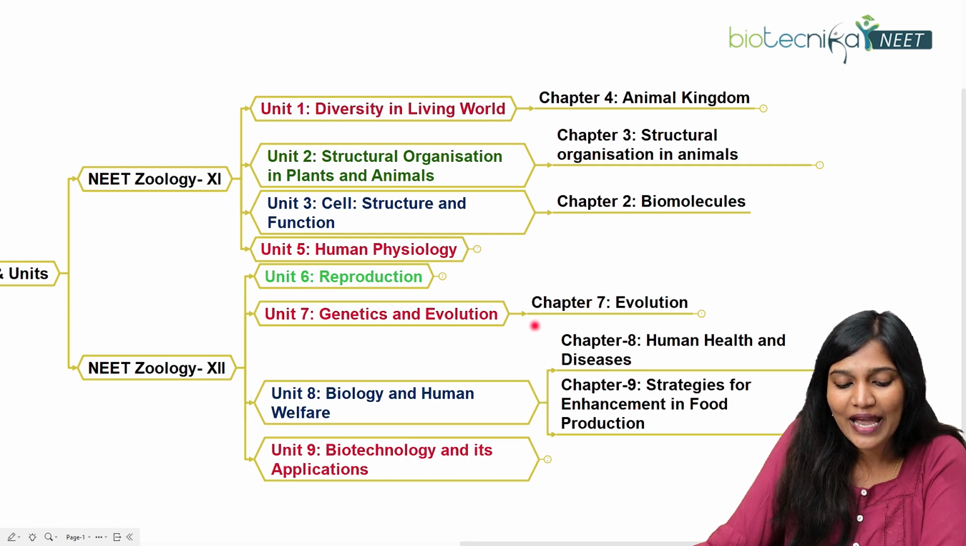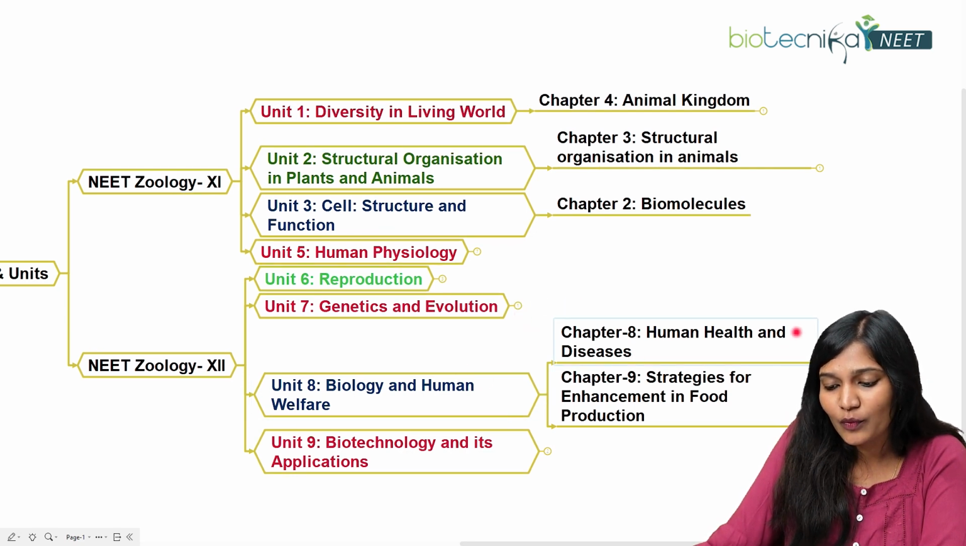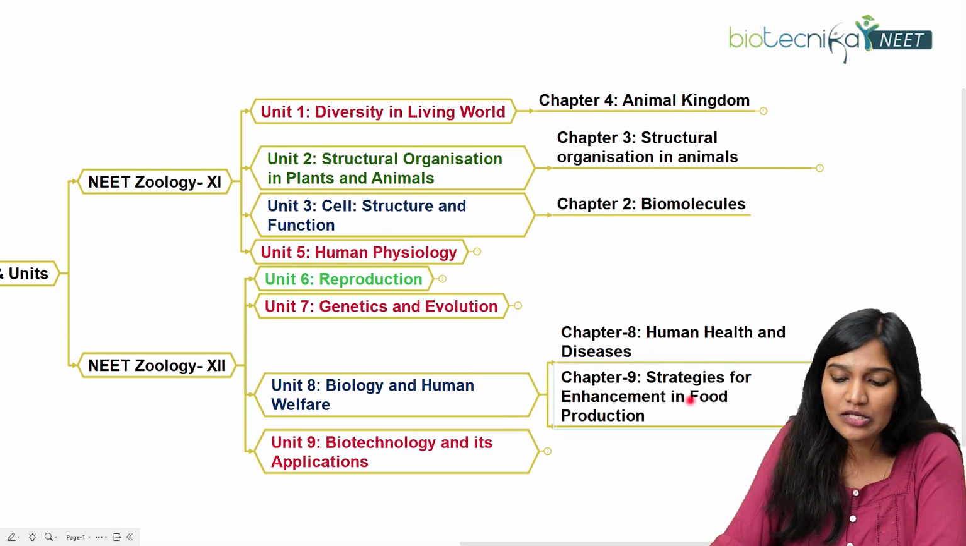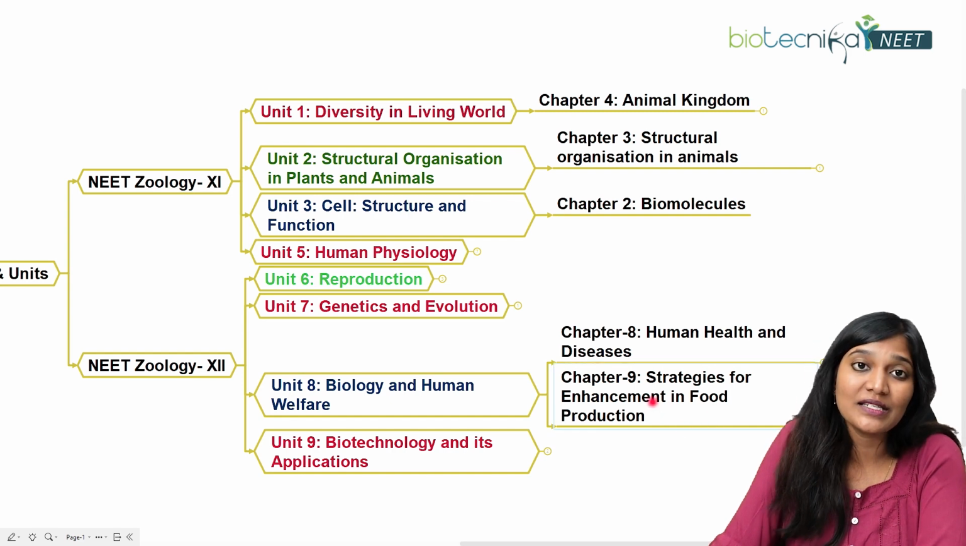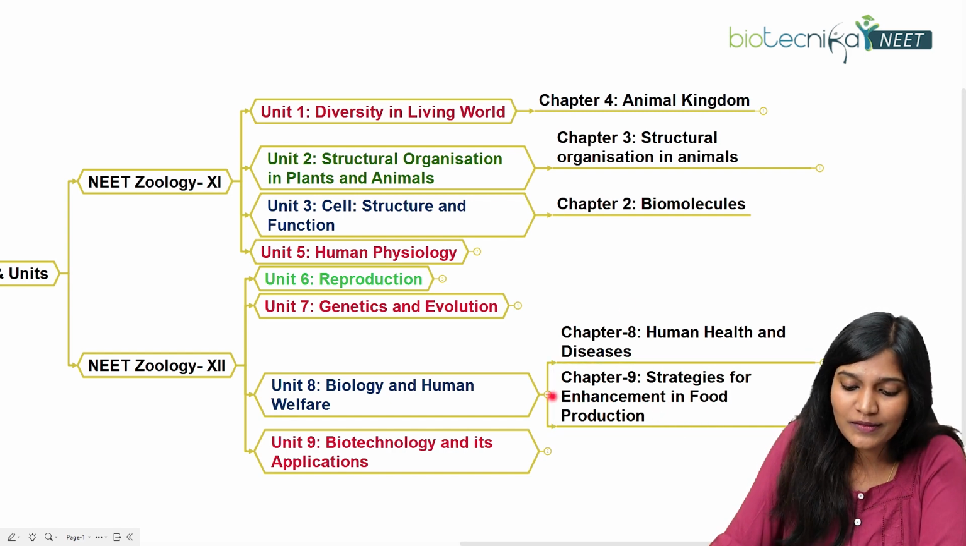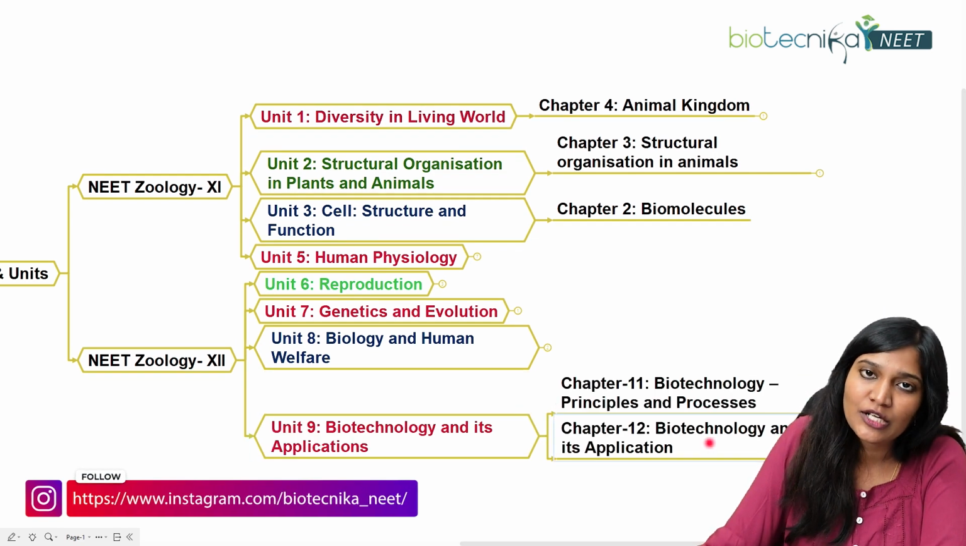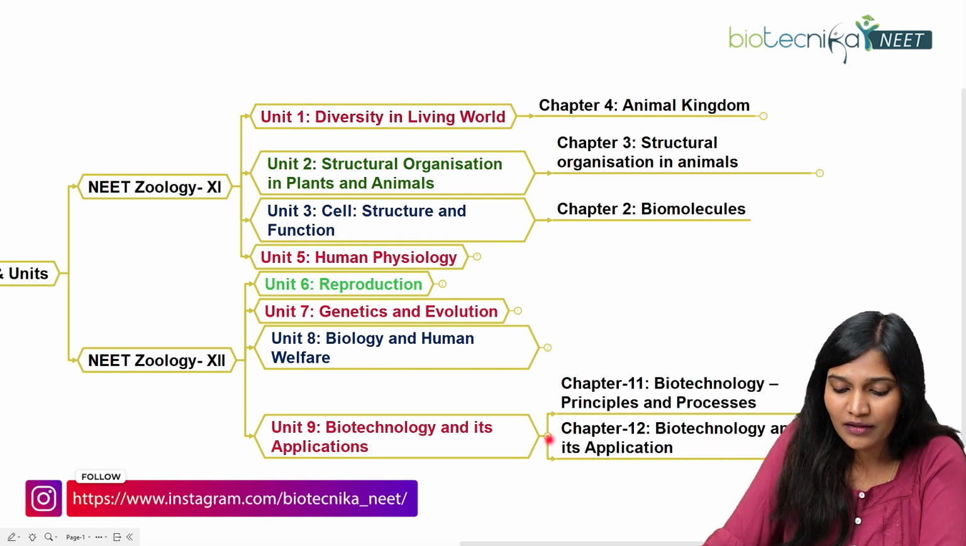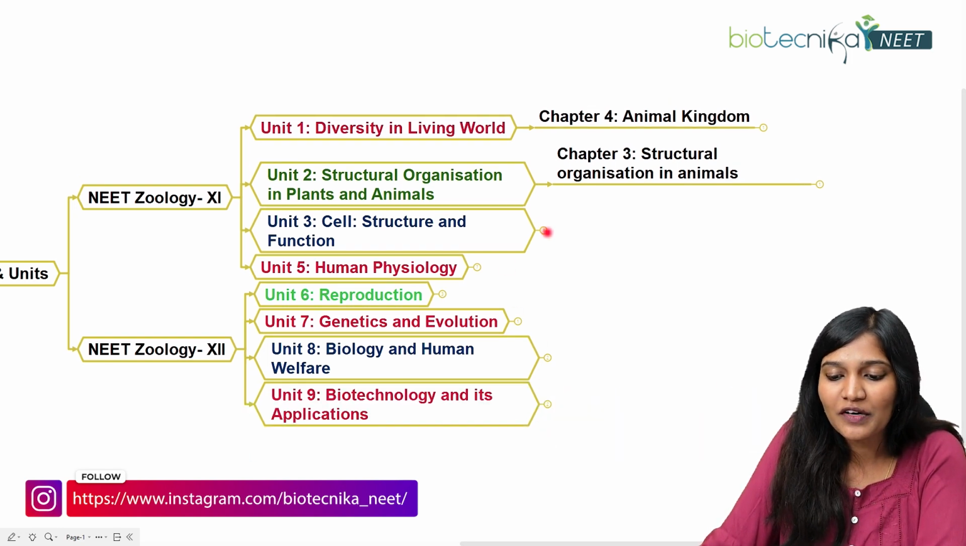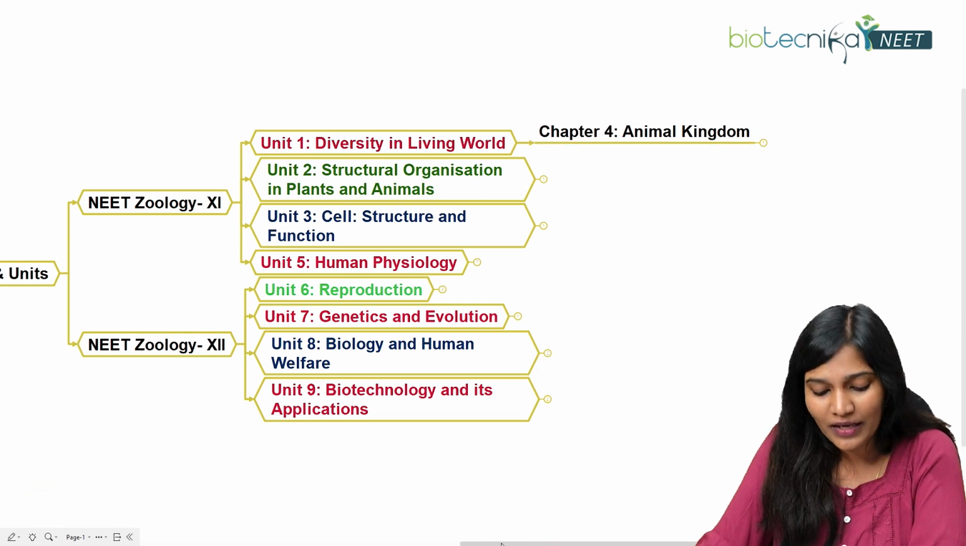And in Biology and Human Welfare, you will have Human Health and Diseases and Strategies for Enhancement in Food Production. These two come under zoology, and of course the biotechnology unit comes under this, Biotechnology Principles and Processes, and the next chapter, Applications. This will come in the zoology part. Okay, so first let's talk about unit number 1, the animal kingdom.